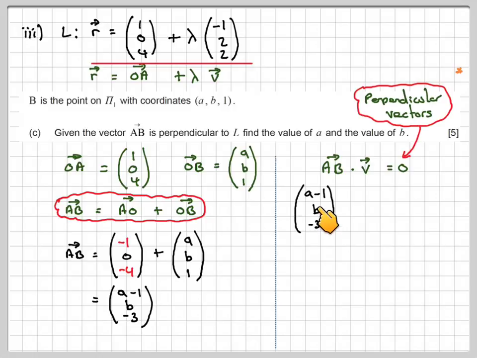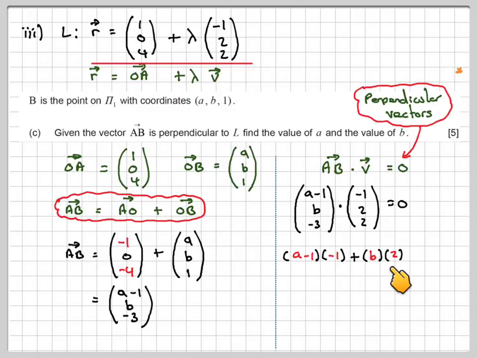So we've got a minus 1, b minus 3 dot minus 1, 1, 2 is equal to 0, and then multiplying out we get a minus 1 times minus 1, being careful with minus signs, b times 2, and then minus 3 times 2. So we're going to get minus a plus 1 plus 2b minus 6 is equal to 0. So that's going to give 2b minus a, 1 minus 6 gives me minus 5, is equal to 0.